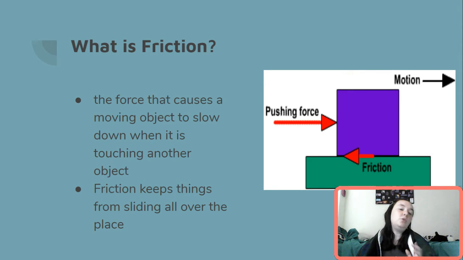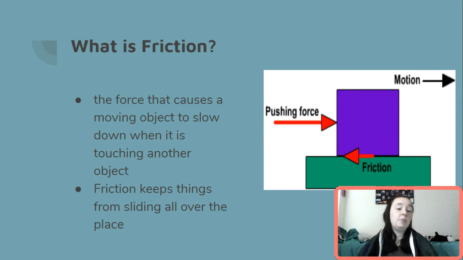So this one's a little newer. We talked about it a little bit, but not completely. So we're going to review friction. We definitely didn't talk about it last week. So friction is a force that causes a moving object to slow down when it's touching another object. Friction keeps things from sliding all over the place. If we didn't have friction, we would just be sliding across the floor. When you push your chair into your desk, it would hit your desk and they both keep going.